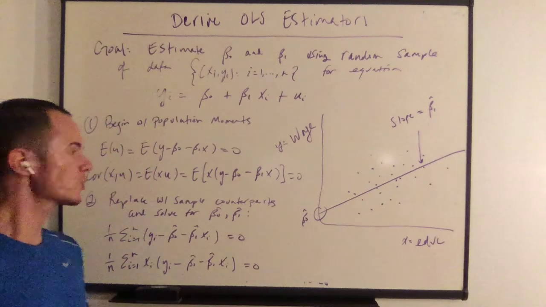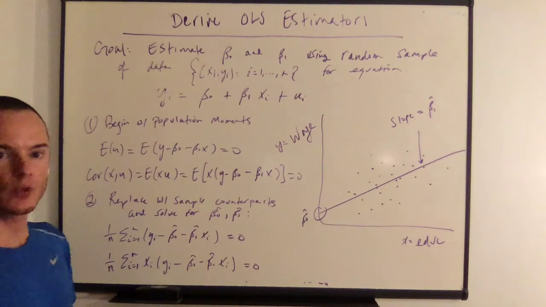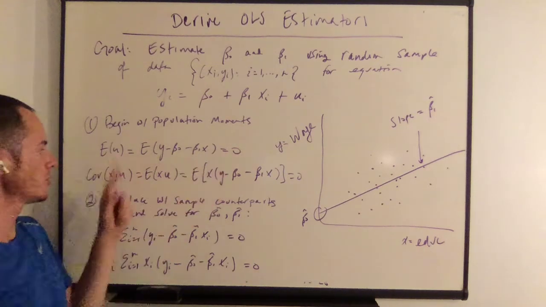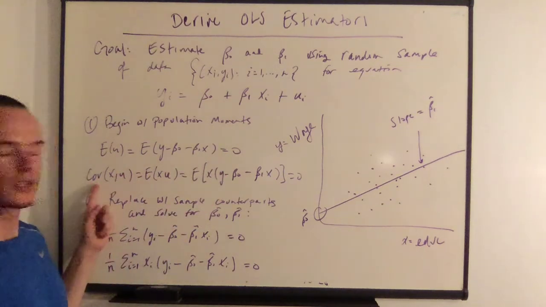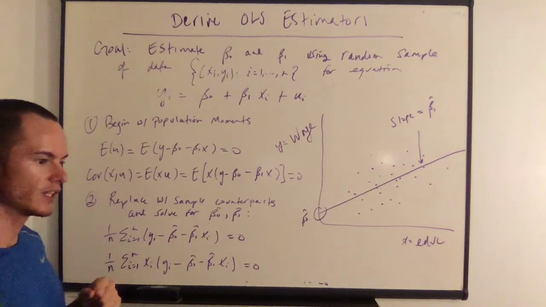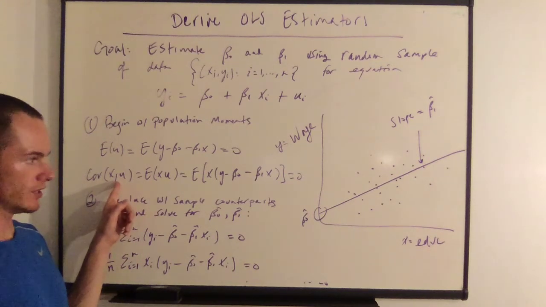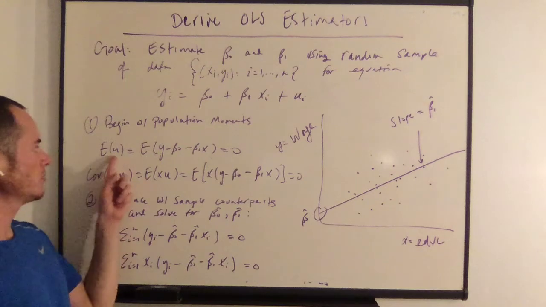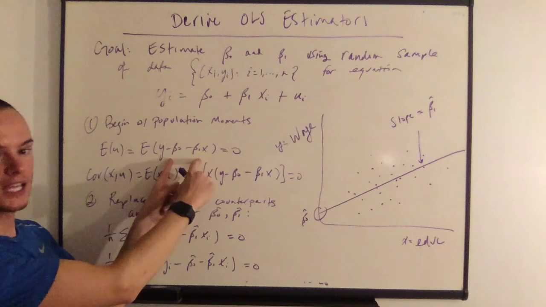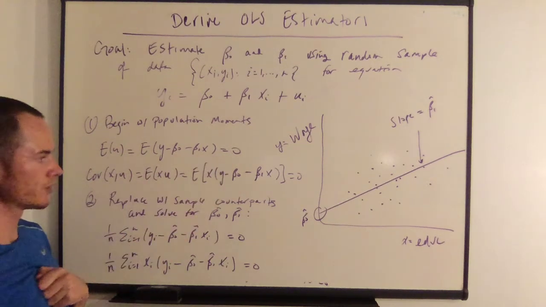So what we're going to do is begin with the population moments that we wrote down when we defined our simple regression model, and that is that the expected value of u is equal to 0. We also started with the zero conditional mean assumption that the expected value of u given x is 0, which implies that the covariance between x and u is 0. We can rewrite u as y minus beta naught minus beta 1 times x. So plug in the regression for u, and that still equals 0.